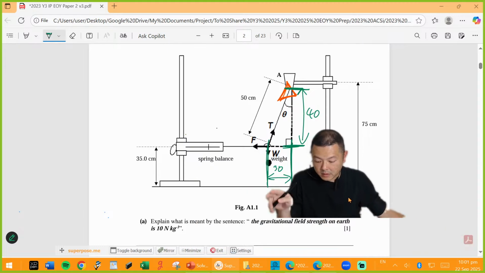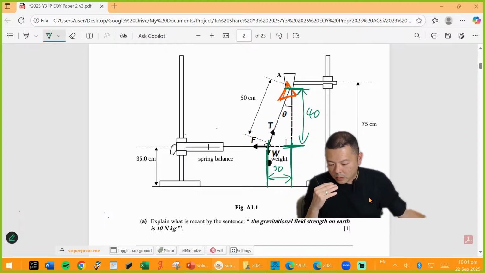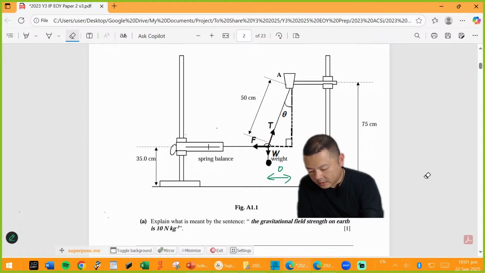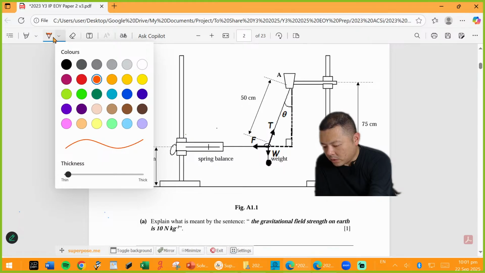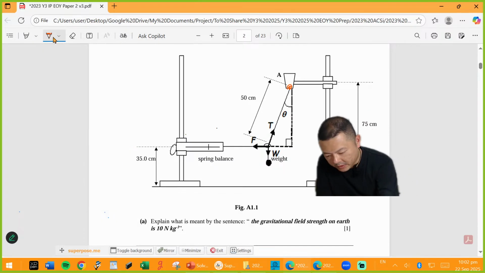Which one? This one? Okay, so let me clean this up again. You're asking for the weight, is it? Okay, good. So the idea here is they did say they want point A to be the pivot. So we're going to take this point A as a pivot.